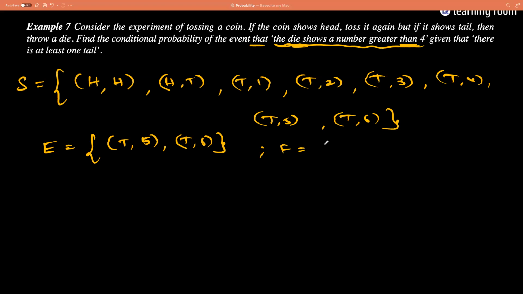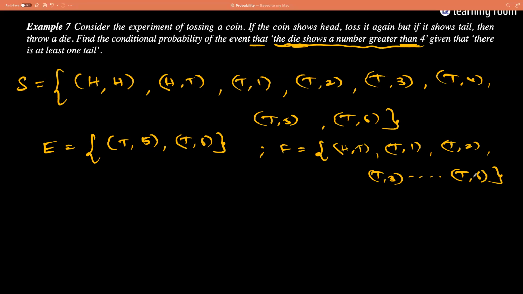What about F? Given that there is at least one tail. So at least one tail means it should be T1, T2, T3. Sorry, it should be head, tail, T1, T2, T3, and so on till T6. Am I right? So what is the probability?